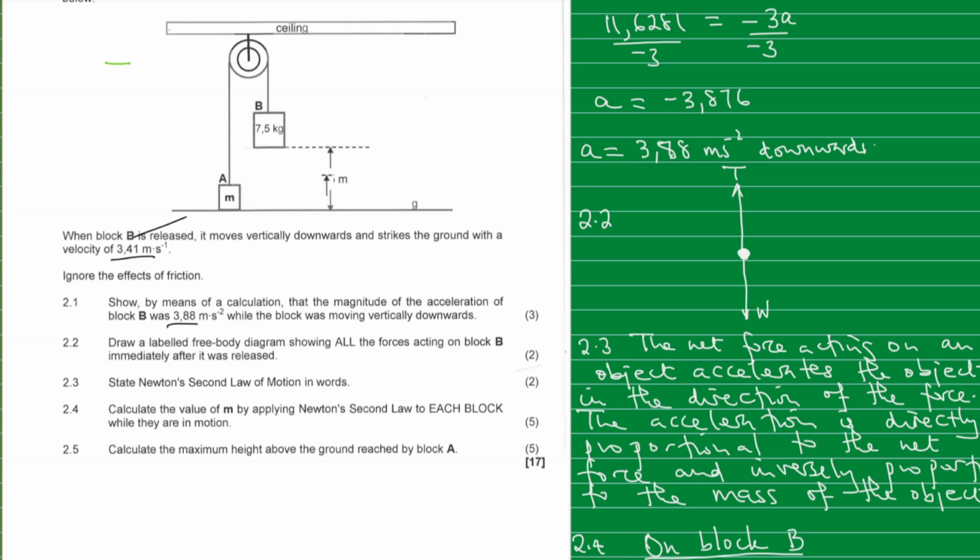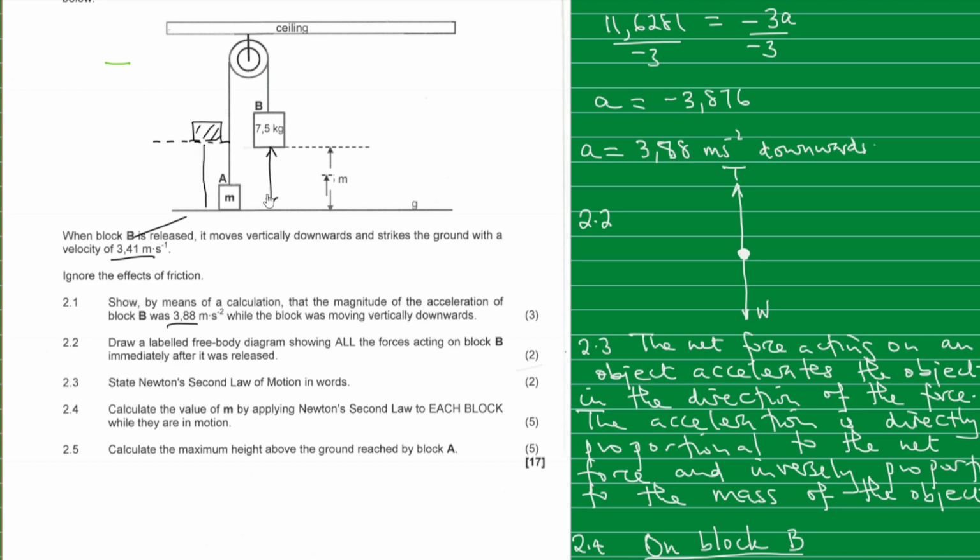What's happening here is that the distance moved downward by block B, which is 1.5, is the same distance that is going to be moved upward by block A. So at that point, block A is going to be at that particular position.